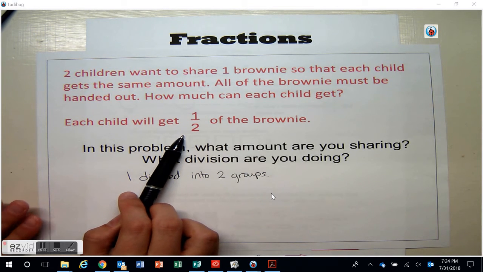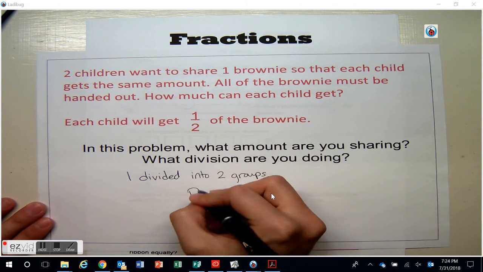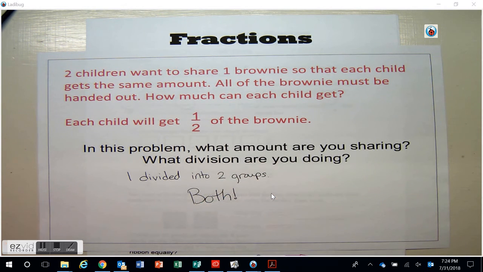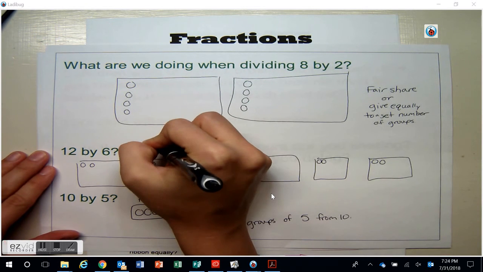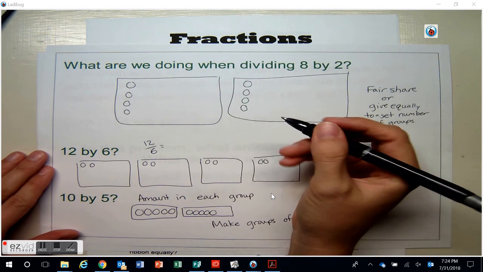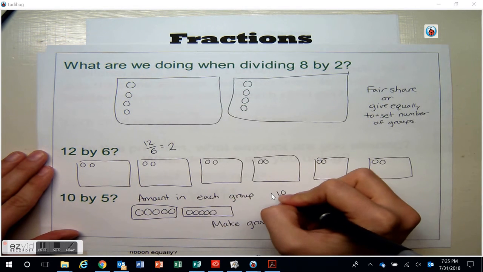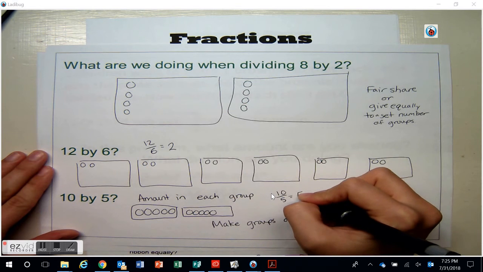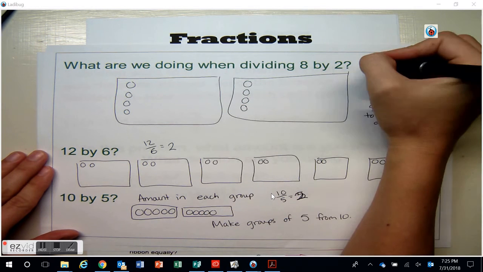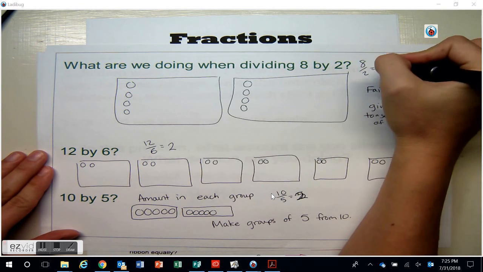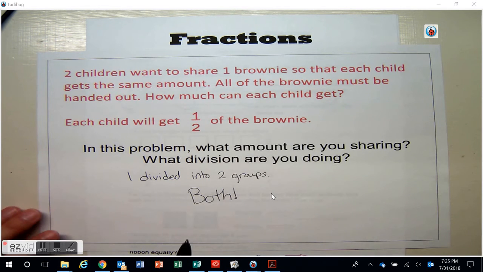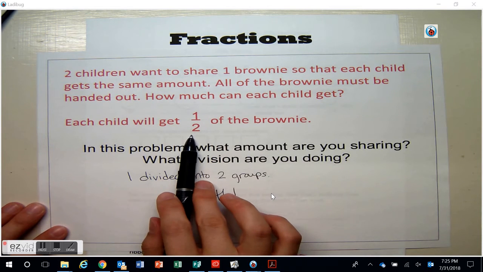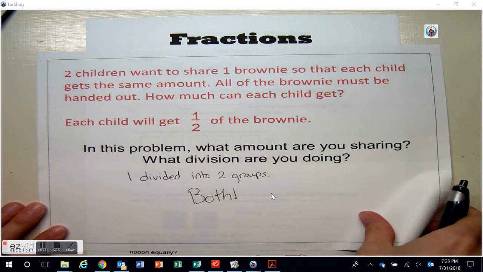Here's another problem I want us to take a look at. 2 children want to share 1 brownie so that each child gets the same amount. All of the brownie must be handed out. How much can each child get? Well, this is a problem we looked at earlier. What division are we doing in this problem? We were just talking about division, and here's a division problem because I'm dividing or splitting something up. Well, the answer that we got, each child will get 1/2 of the brownie.